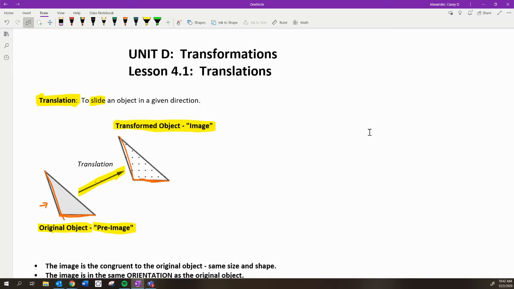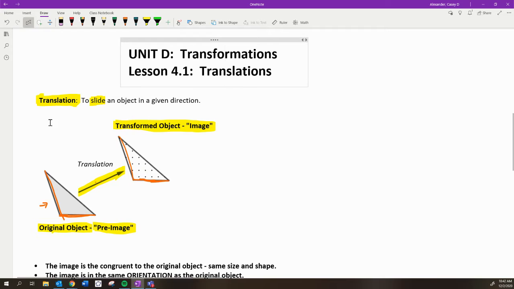So we started a new unit on transformations, which really just means taking objects and changing them in some way, transforming them. And the first thing that we studied are translations. These notes are on Schoology. You can go look at them there and copy them into your notebook.